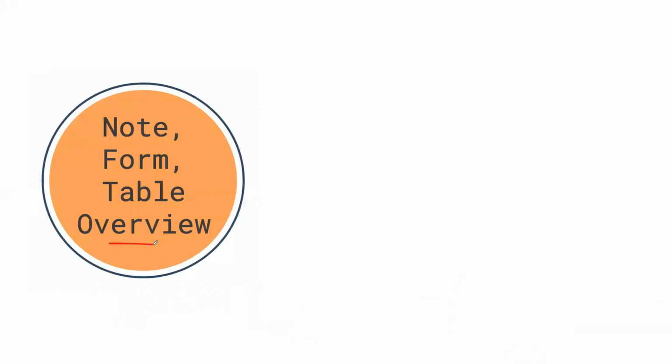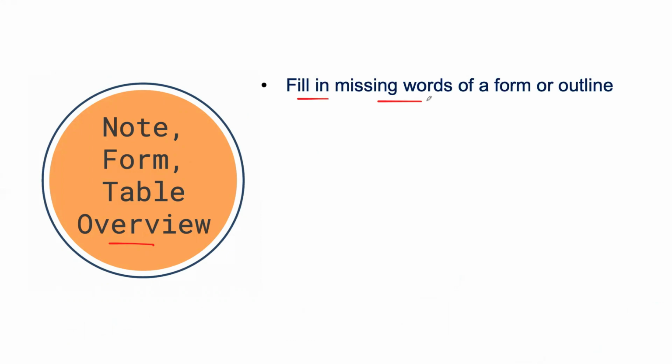I'd just like to go over a brief overview of what you can expect with this question type. First off, you'll have to fill in missing words of a form, an outline, or a table. Now, the note and form examples are quite similar, but today we'll be going over two examples. One will be a form and the other will be a note and table. So you'll see the differences, although the strategy for all three of these is the same.